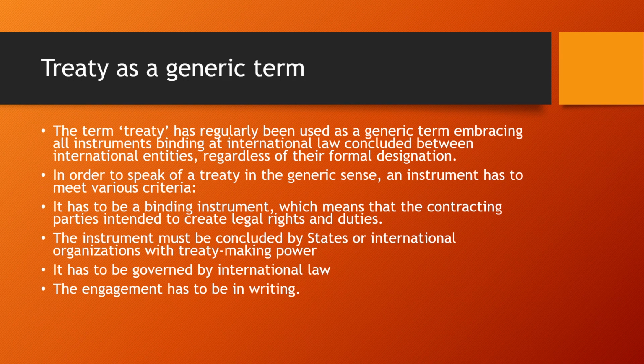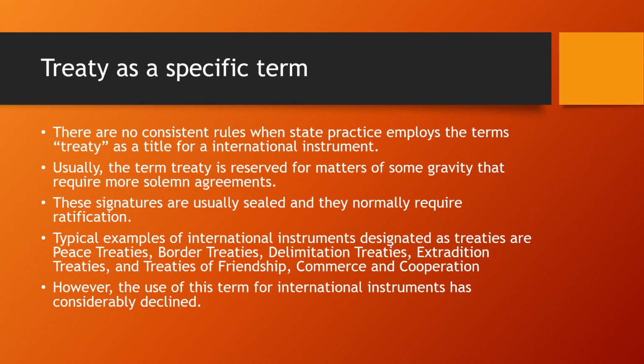In order to speak of a treaty in the generic sense, an instrument has to meet the following criteria. Firstly, it has to be a binding instrument, which means that the contracting parties intended to create legal rights and duties. Secondly, the instrument must be concluded by states or international organizations with treaty-making power. Thirdly, it has to be governed by international law. And finally, the engagement has to be in writing.